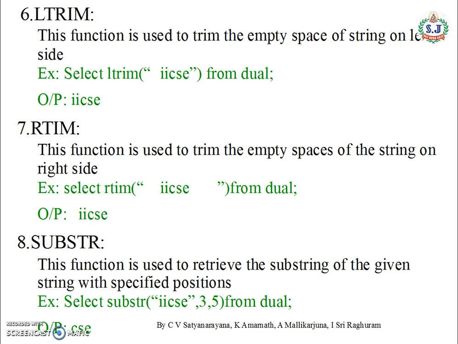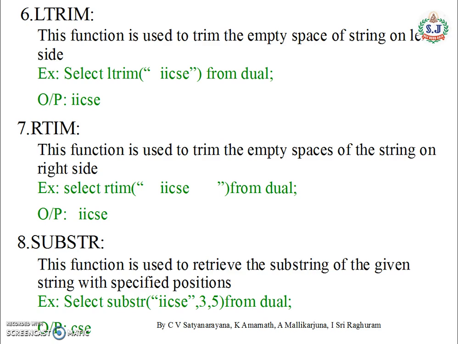The next function is ltrim, which is relatively a very simple function which trims the empty spaces to the left side of the string. The next character function is rtrim, whereas ltrim removes all the spaces to the left side of the string. Rtrim removes all empty spaces to the right side of the string as shown in the example. Though it is not clear in the output, that's what this rtrim does. It trims away all the empty spaces to the right side of the string.